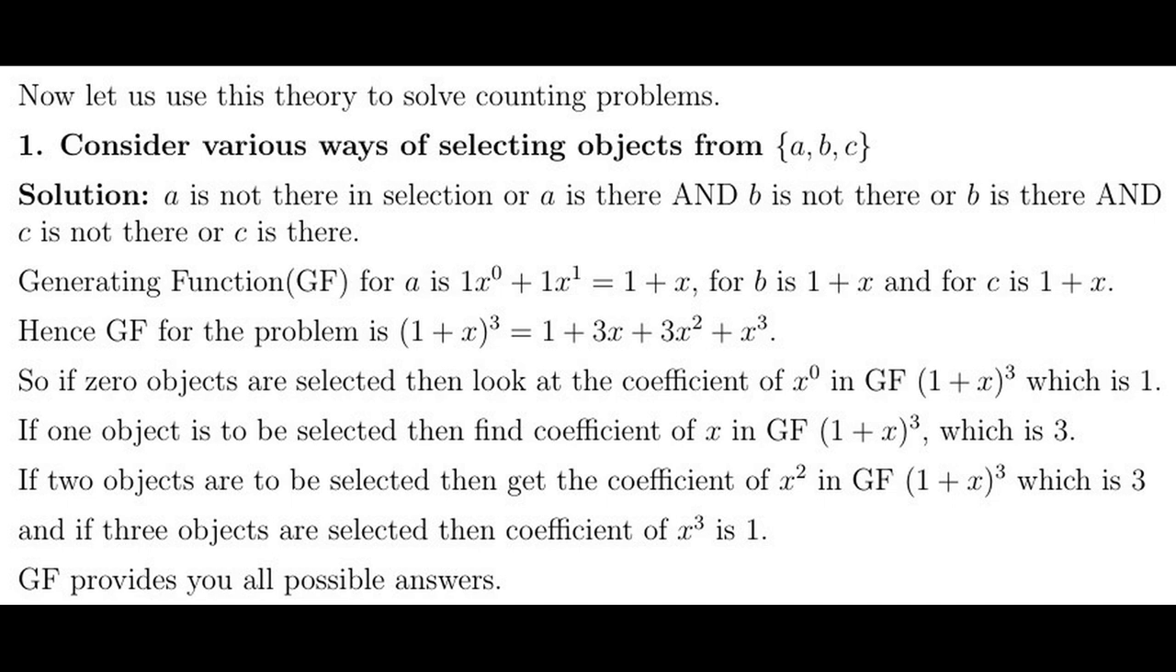Suppose you want to select one object out of A, B, C, then you have to look at the coefficient of x raised to 1, which is 3, which is correct, and so on. This is an easy problem, but we are looking at it from the generating function point of view, and hence we are getting all 4 correct answers by looking at the coefficients of the generating function for the problem. Okay, let us make it a little difficult.